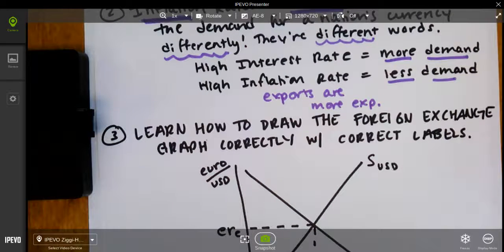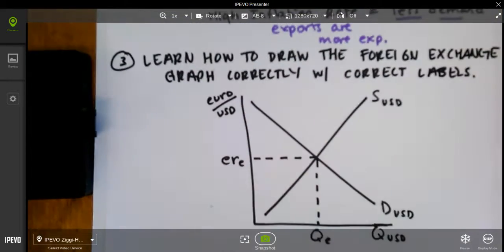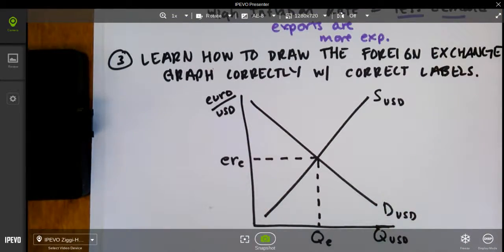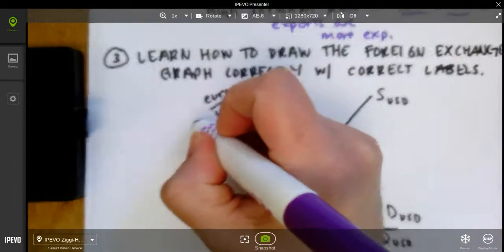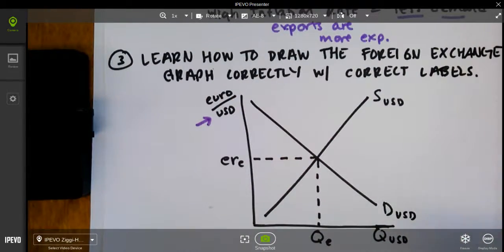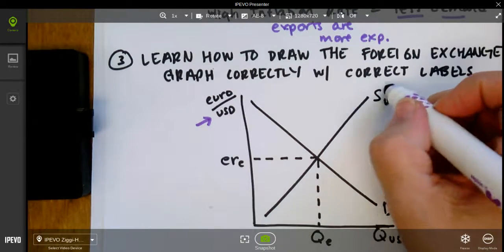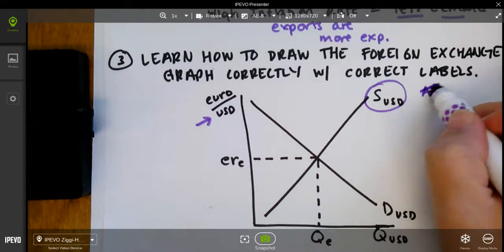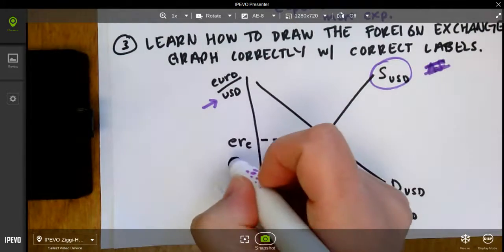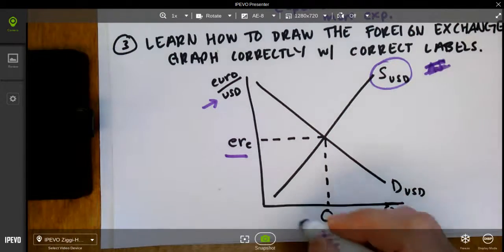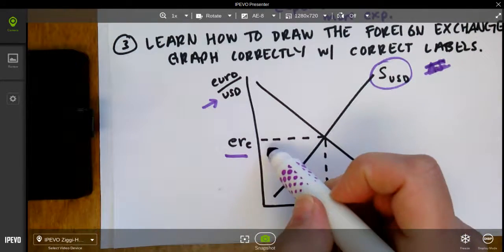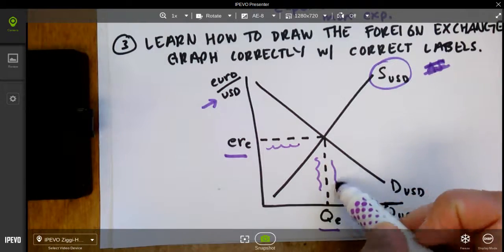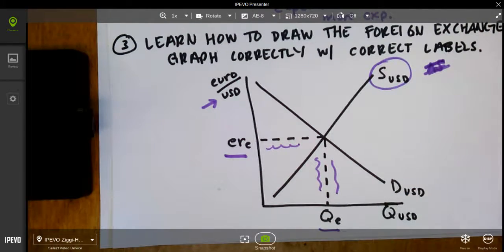The next thing is that I have this in all capital letters for a reason. Learn how to draw the foreign exchange graph correctly with correct labels. So I just did one for the US dollar in relation to the euro. So remember that you need in the denominator the name of the currency. You need to have the supply of the US dollar and the demand for the US dollar. Please don't use other labels. A lot of you guys are doing like aggregate supply here. That is very, very wrong. Over here, it should just be exchange rate. Down here, quantity. And some of you guys are forgetting these dotted lines. You're going to lose points if you don't have those lines.